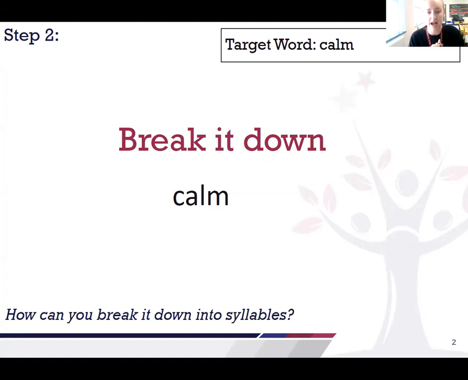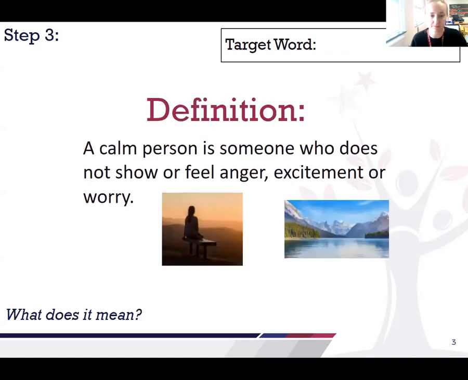So syllables is how many beats there are in a word. So we're going to do that by clapping. So get your hands out. Okay, and I'll have a go at doing it first and then you can join in with me. So I'm going to say calm. Can you say it? Calm. Fantastic. So there's one syllable in the word calm.